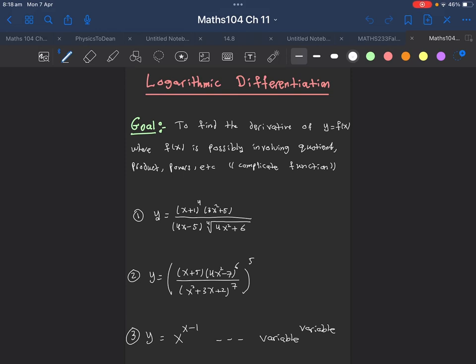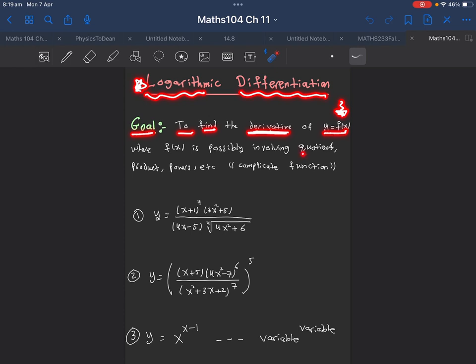In this part, we will go through a new technique called logarithmic differentiation. The goal of using this technique is to find the derivative, as we are doing in this chapter, of a function y equals f of x. The problem is f of x could be a very complicated function, which could have a quotient, a product, a power. It's kind of a complicated function.